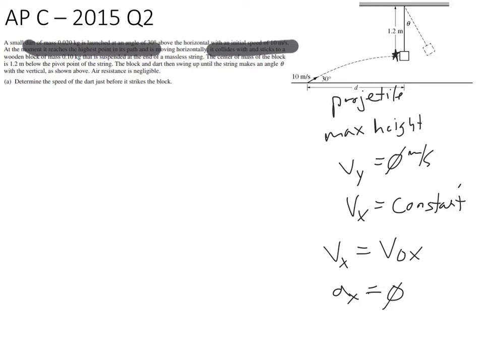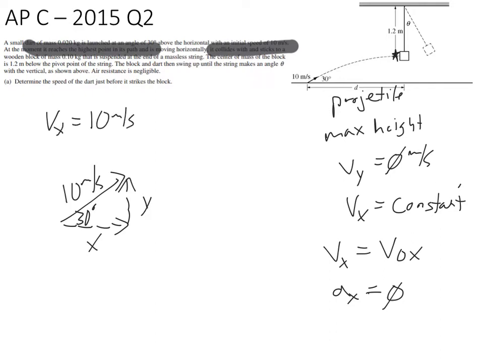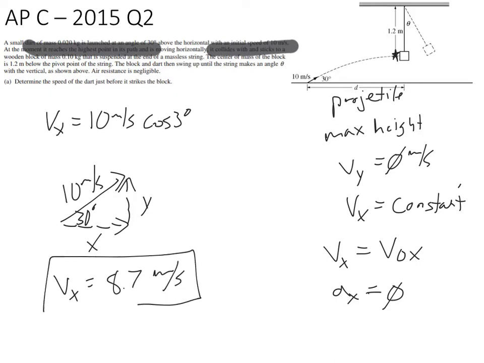the block is find the horizontal velocity. So let's just do this: 10 meters per second, 30 degrees. This is the y, this is the x. Well, the x component is just going to be 10 cosine of 30. Plug the numbers in, and you should get 8.7 meters per second. And as you probably would have guessed, this was a 1-point answer.